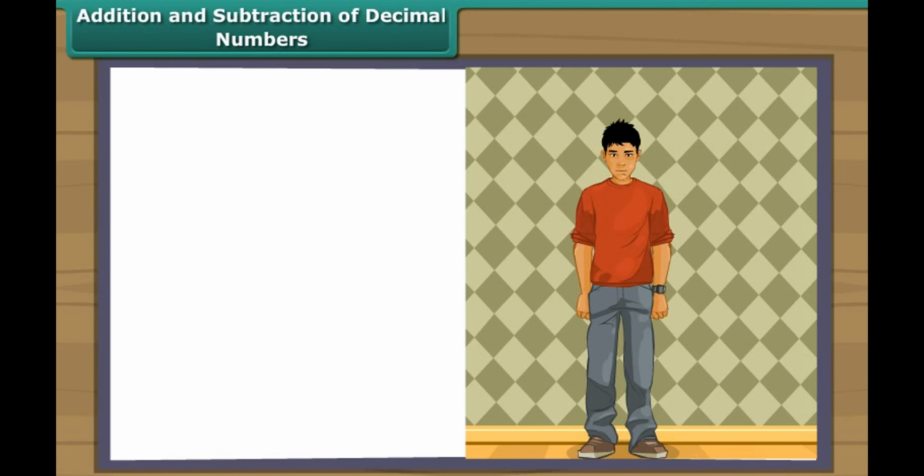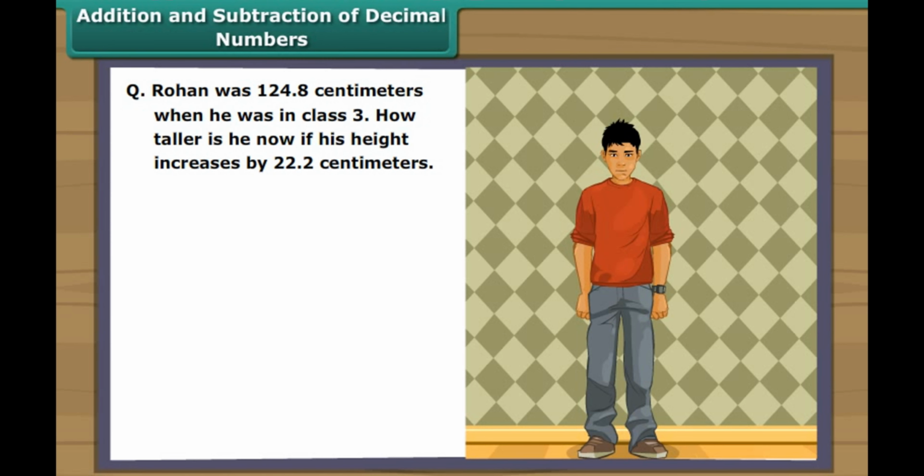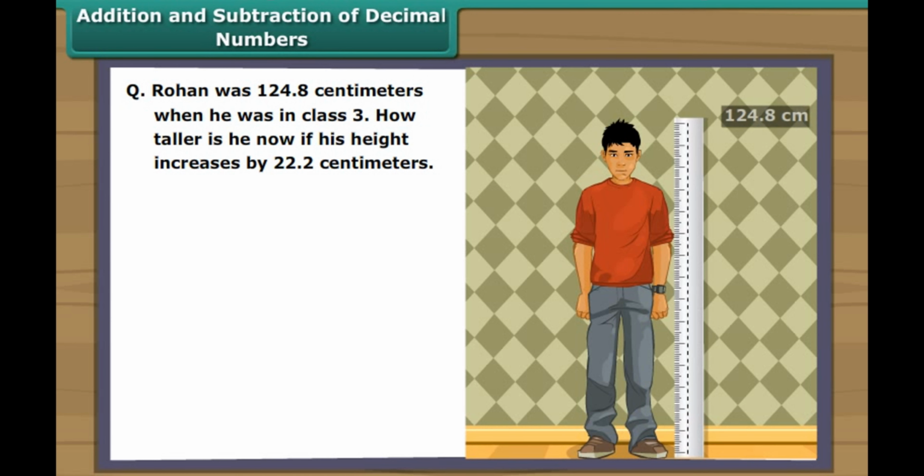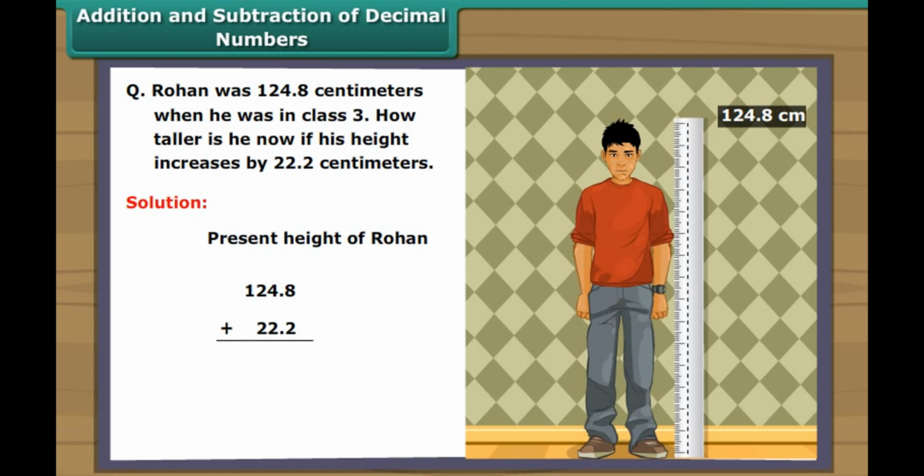Addition and subtraction of decimal numbers. Rohan was 124.8 centimeters when he was in class 3. How much taller is he now if his height increases by 22.2 centimeters? The height of Rohan is equal to 124.8 centimeters plus 22.2 centimeters. Remember, while adding the numbers, the decimal point of the other number lies exactly below that of the first number.